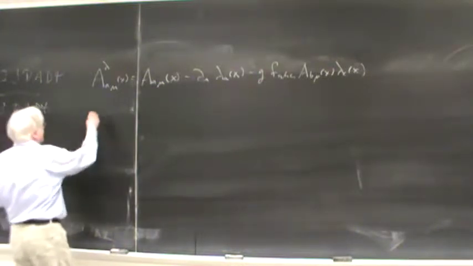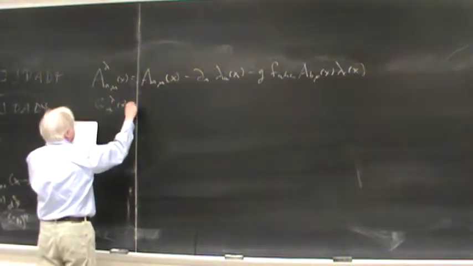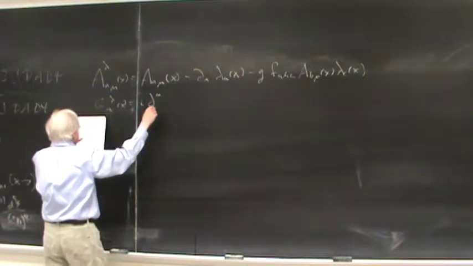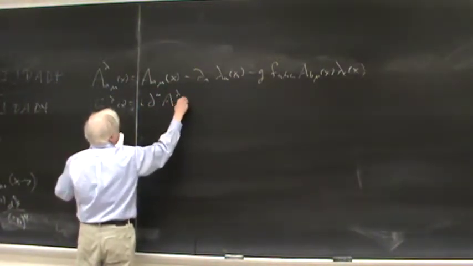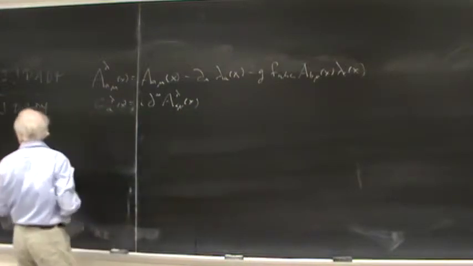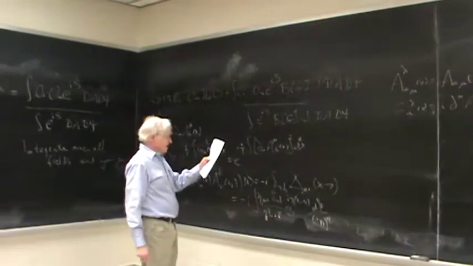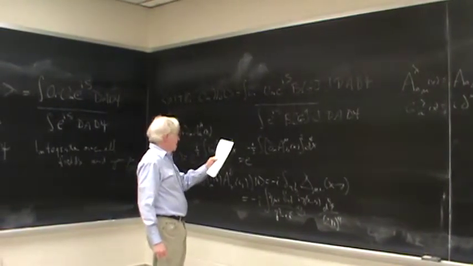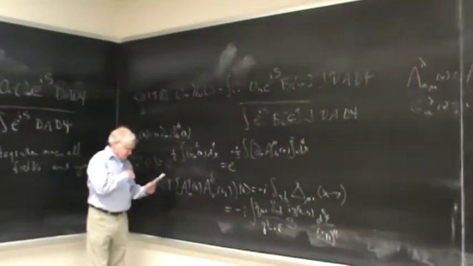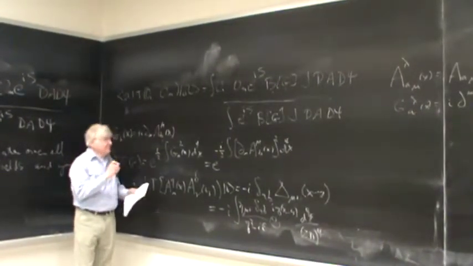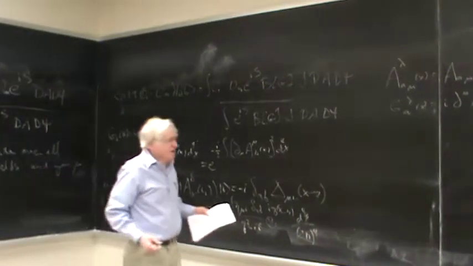On the other hand, our g of A lambda of x is i d mu A lambda a mu of x. Oh, I have it here minus, I have it there plus i. All right, we'll make it a plus i here, and maybe I should change that. It doesn't matter, since we square it.